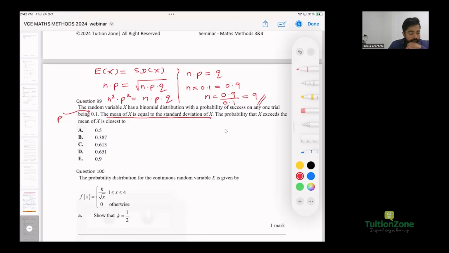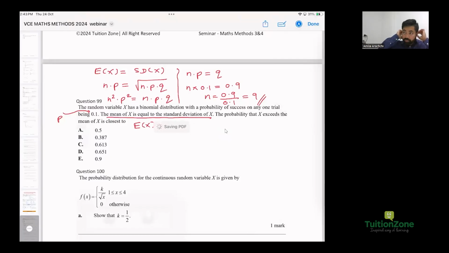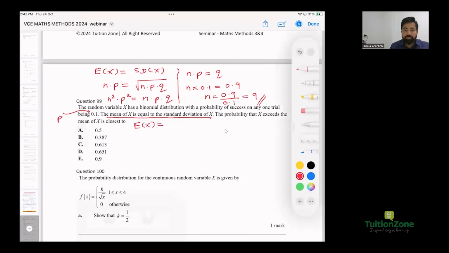So n is 9. What are we really looking for? We found the n, we found the p. Then the probability that x exceeds the mean of x. So what's the mean in this question? Did you find the mean? We haven't found the mean yet. How do you find the mean? Mean is the same as the expected value, right? Which is n times p. Just multiply them. What's the answer? 0.9.